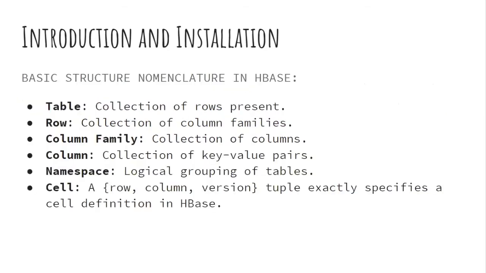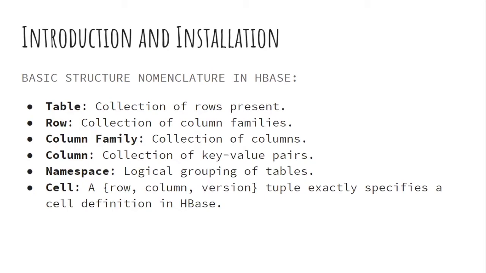Now we're going to talk about some basic structure nomenclature in Hbase. So there are tables, rows, column families, columns, namespaces, and cells. But what exactly are these? Tables are collections of rows. Rows are collections of column families. A column family is a collection of columns, those columns which are related to each other by some particular heading. Column is a collection of key value pairs.